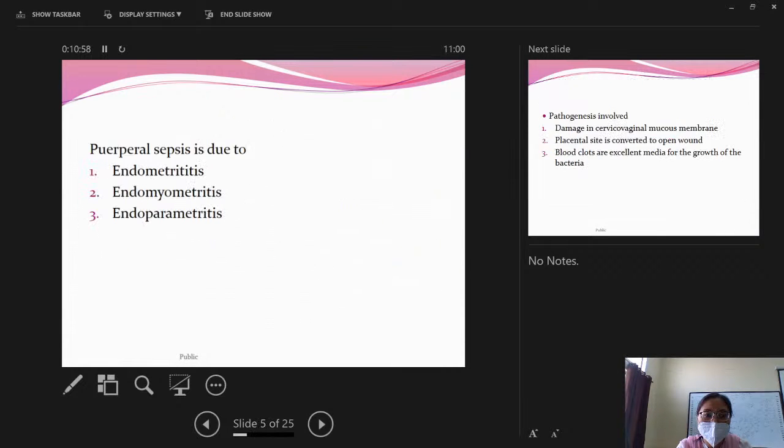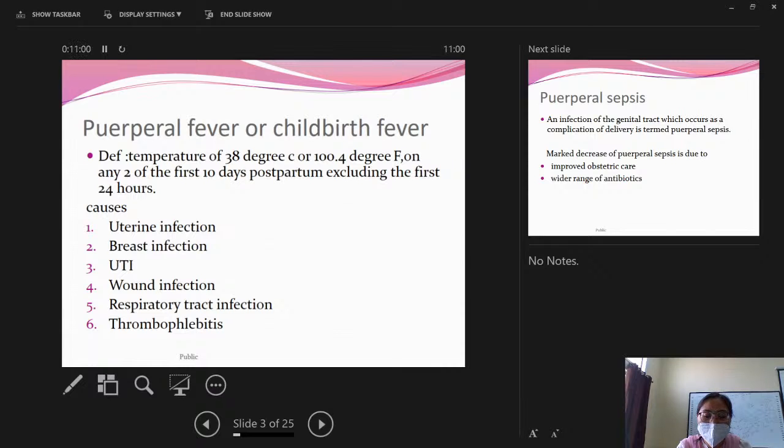Puerperal sepsis is a question in the exam for 5 marks or 10 marks. First, the definition, what are the normal flora, how does it spread, what are the clinical features, what are the investigations, and how do you treat. These are the basic points we would like you to write during the exam.